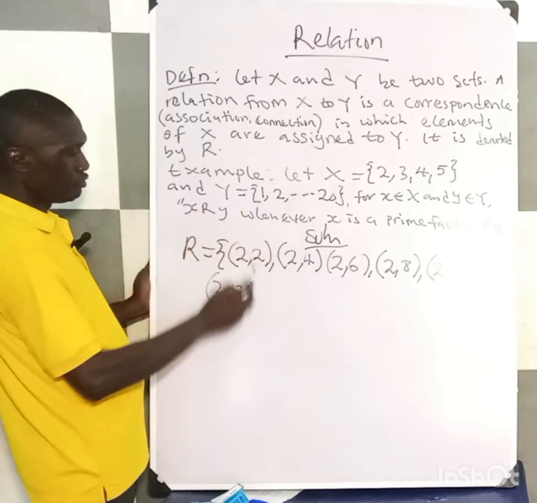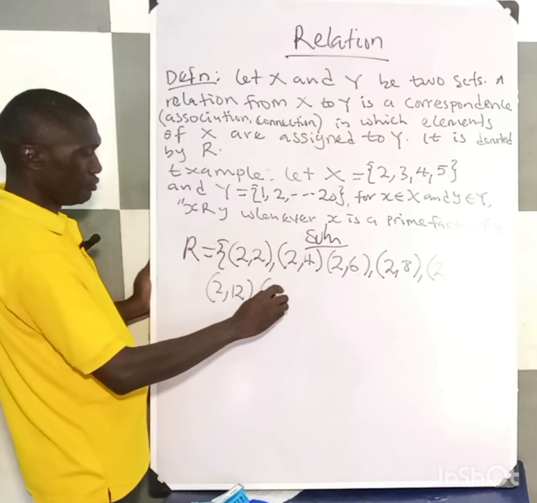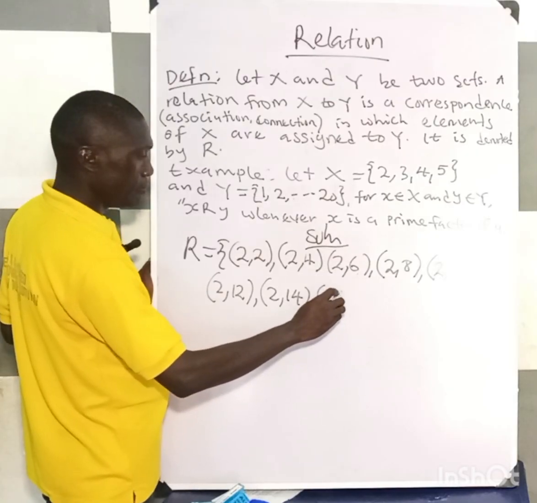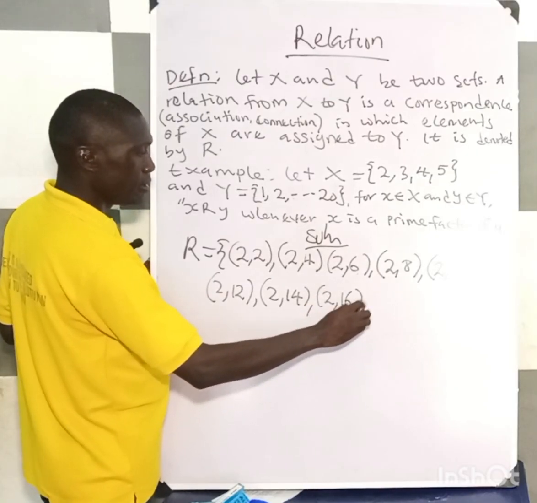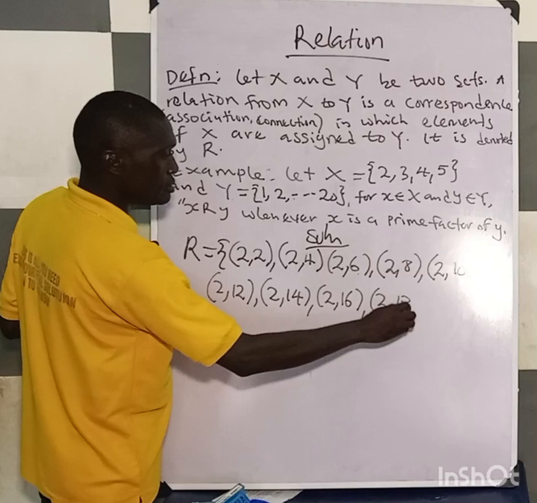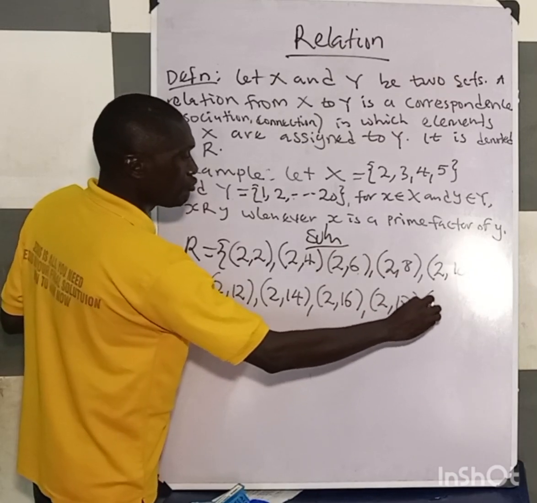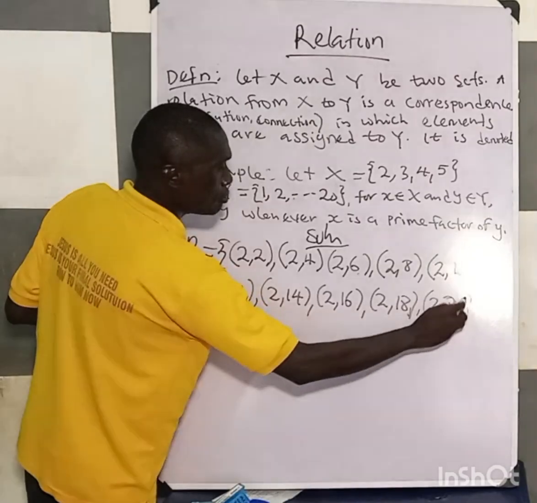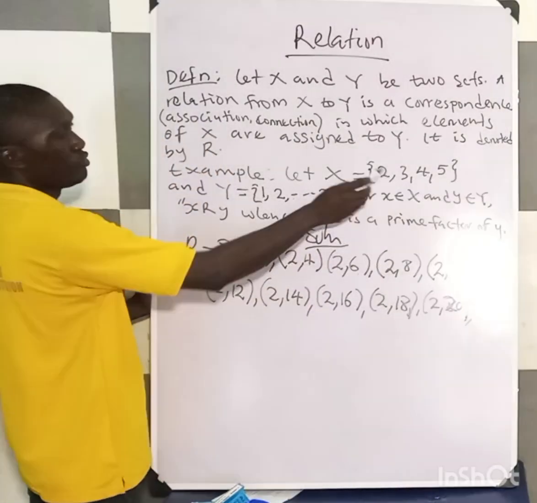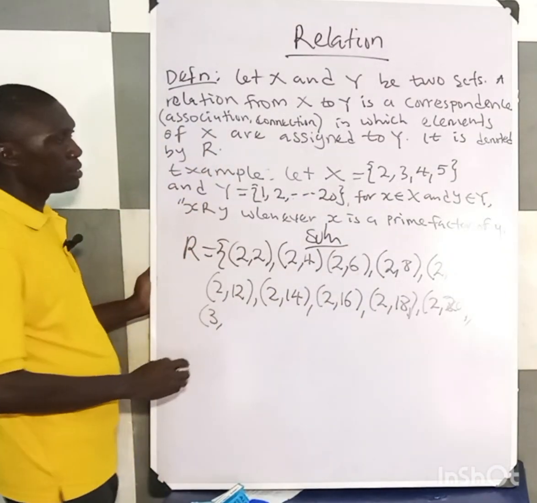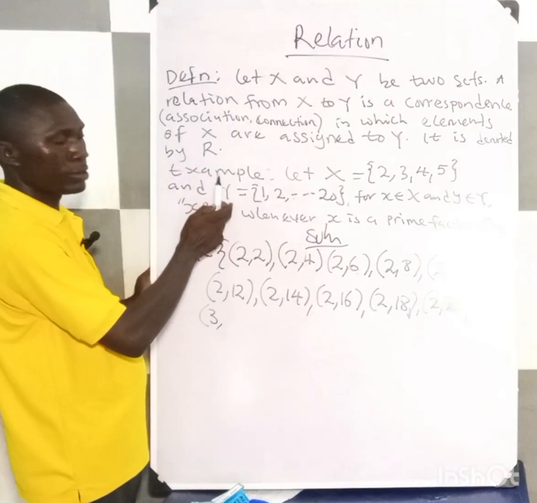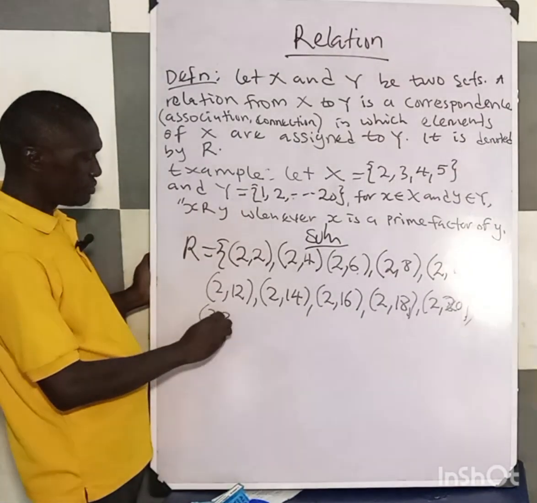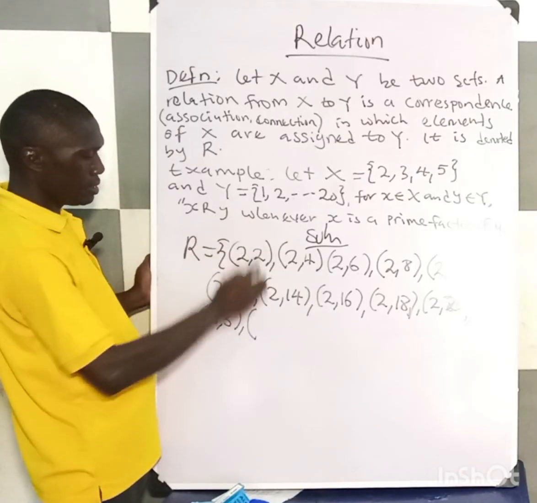Remember, from 1 to 20. So we have 2 and 14, 2 and 16, 2 and 18, and of course 2 and 20. So we have settled 2. Consider 3. Look at set y, 1 to 20. Prime factors of 3. We have 3 from set y.